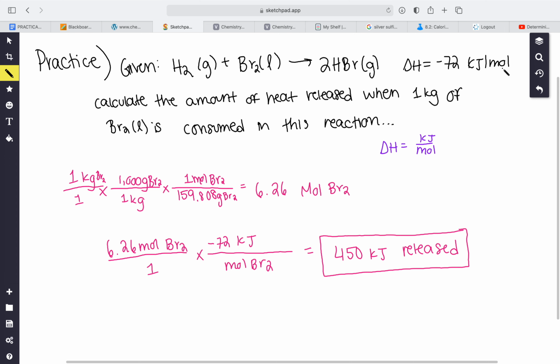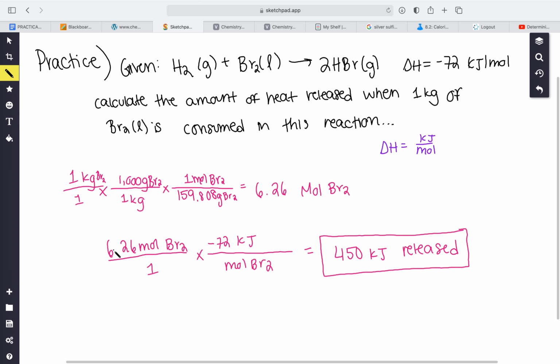So we can find out how many moles there are, we can find out how many kilojoules are released, right? So what I did here is that I first found the moles present in 1 kilogram of Br2. So I did 1 kilogram of Br2 times 1,000 grams in order to get it into grams. And then I divided that by the molar mass, and from there I got the moles, right? So I get 6.26 moles of Br2.